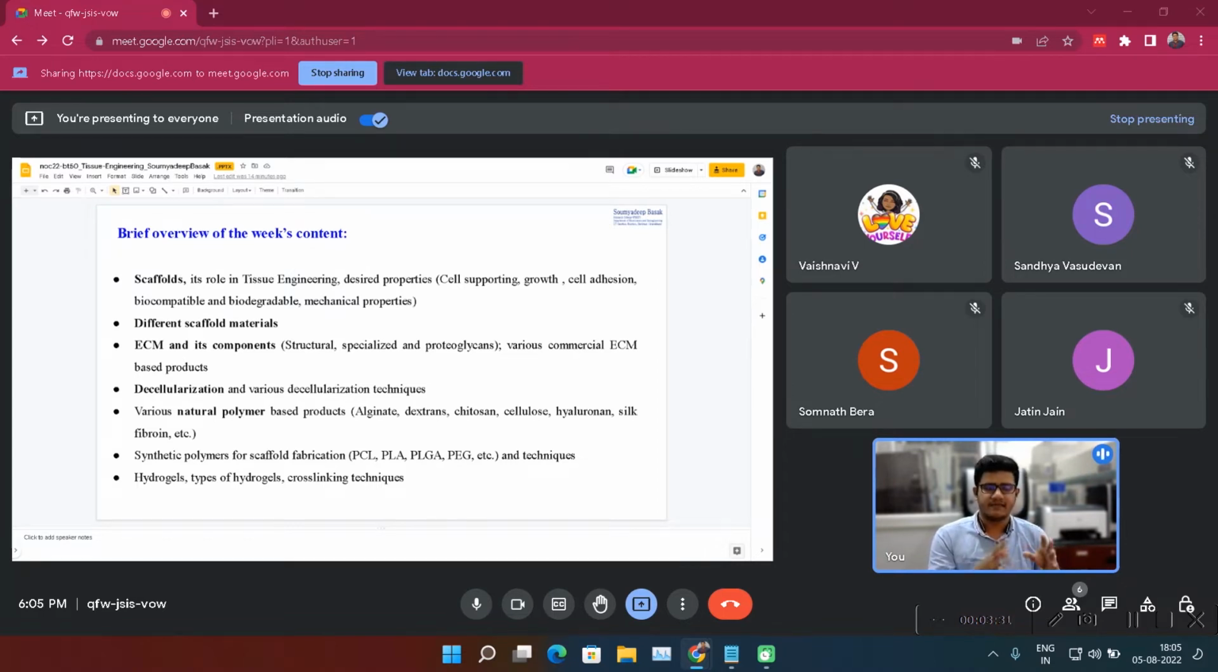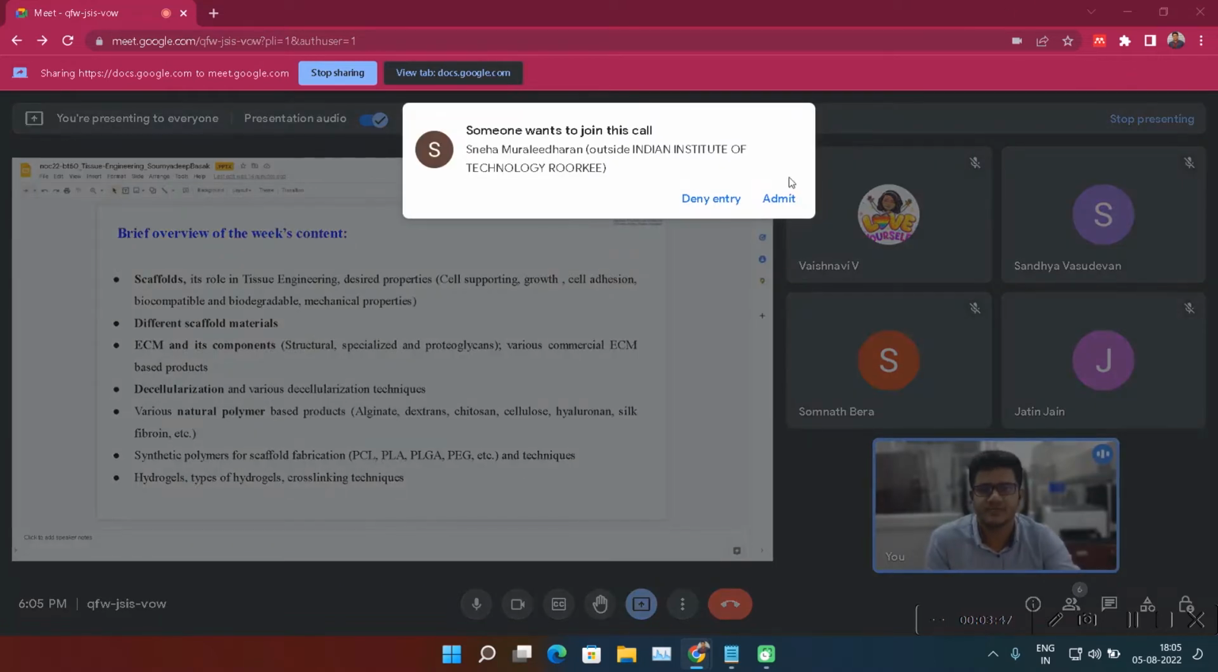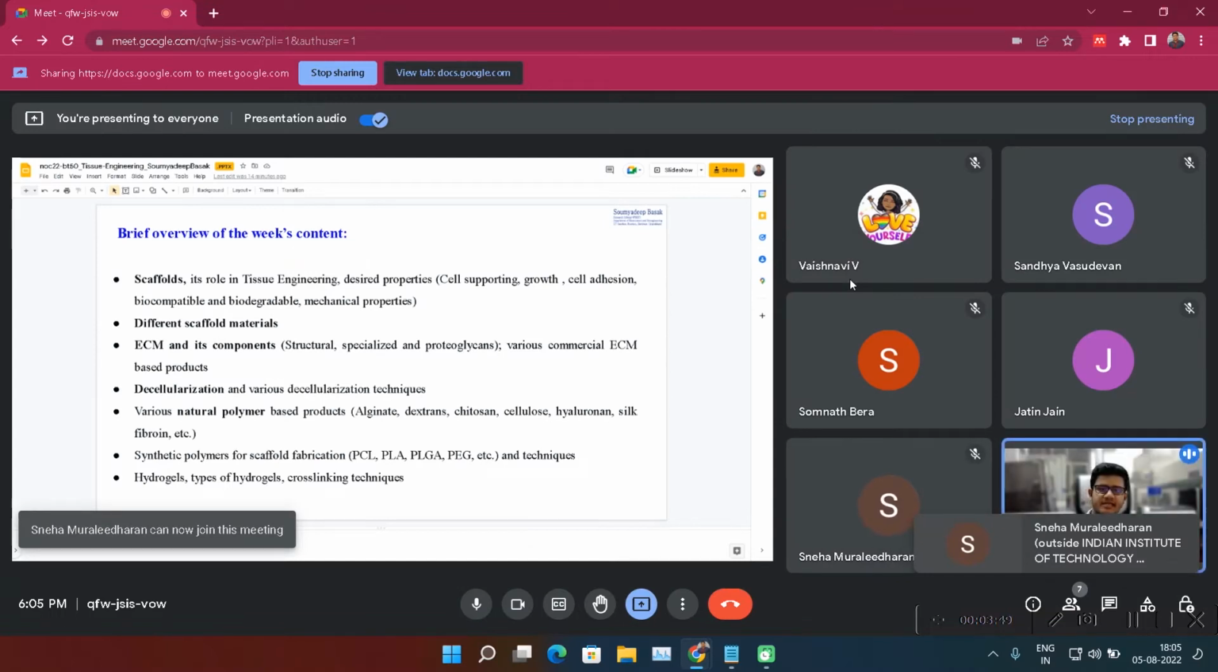Right. And then various natural and synthetic polymers. What are the natural and synthetic polymers that are used for scaffold fabrication? Then synthetic polymers and hydrogels and their components, how hydrogels form, cross-linking, and the various mechanisms of cross-linking. So this kind of mechanism you have studied, right?